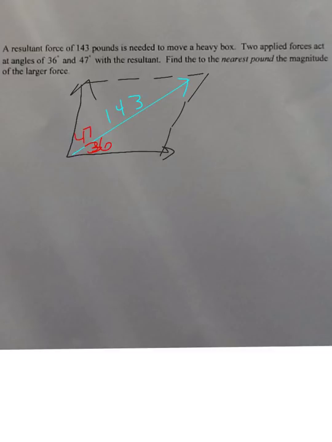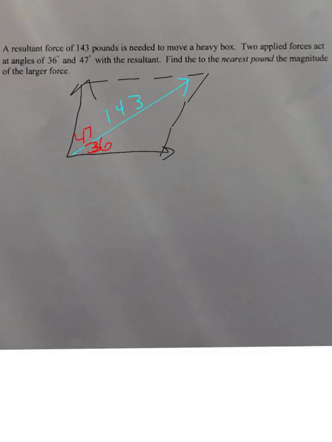Okay, so let's draw a picture. We have a resultant of 143 pounds. Remember, the resultant is the diagonal. So let me create my parallelogram. So this is 143. It says two applied forces act at angles 36 and 47. It doesn't matter which one you make which angle, so I'm going to make the bottom one 36 and the top one 47. And it says find the magnitude of the larger force.